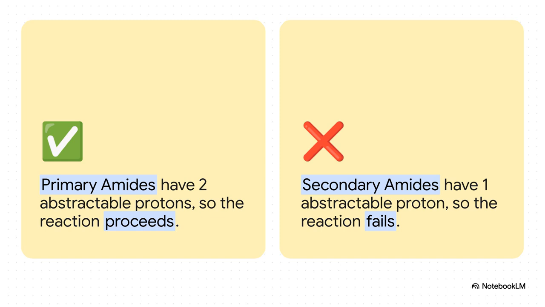But secondary amides, they only have 1 proton on the nitrogen. Once that single proton is plucked off and replaced by bromine, the molecule just hits a total roadblock. There's no second proton for the base to grab. The unstable anion can't form, and that beautiful 1-2 shift never even happens. So the Hofmann rearrangement is strictly an exclusive club for primary amides.